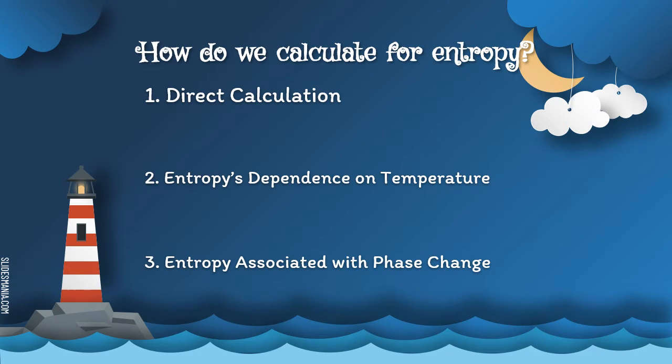In the previous video, we already calculated entropy using direct calculation. It is delta S is equal to S of your products minus S of your reactants. This time, we will calculate entropy's dependence on temperature.